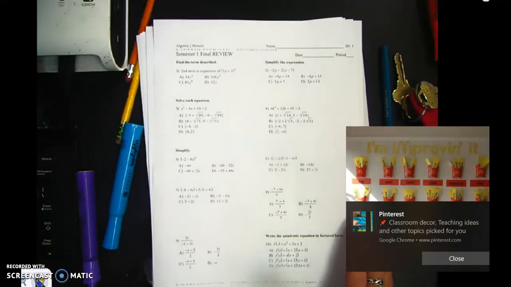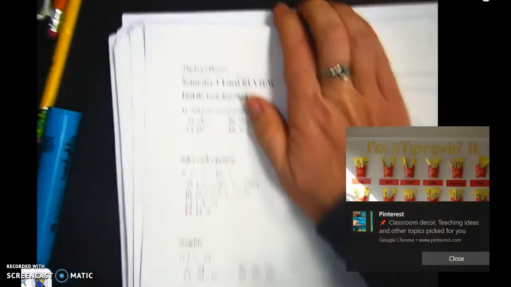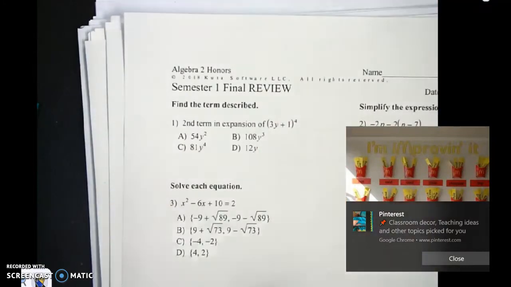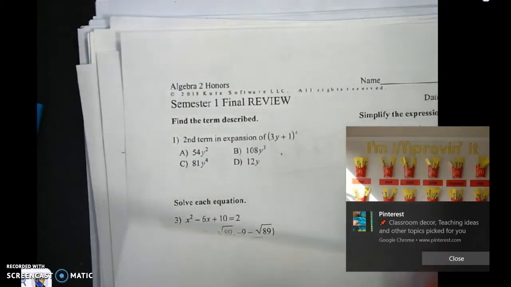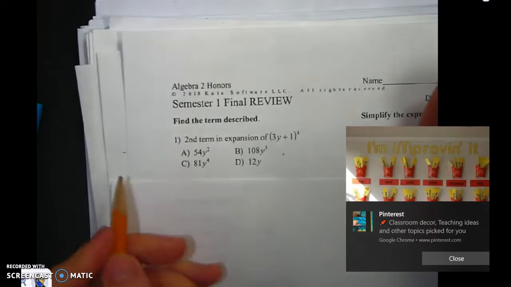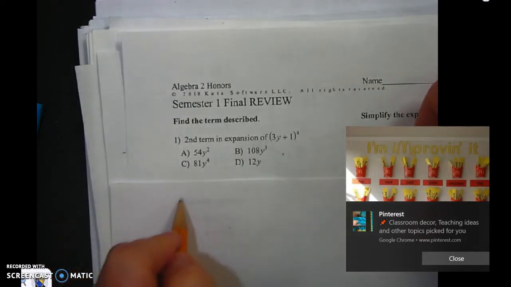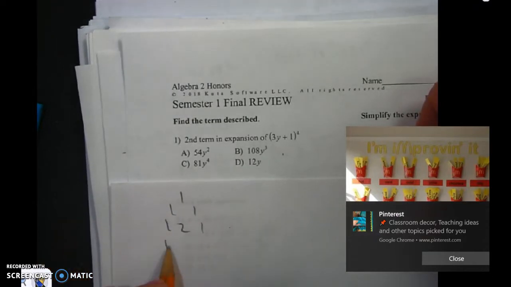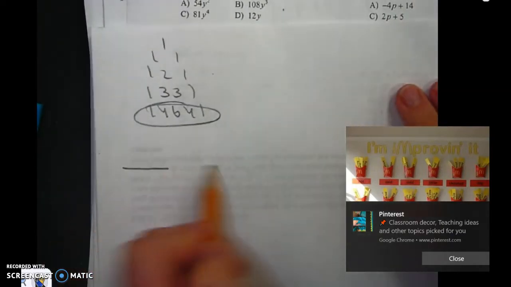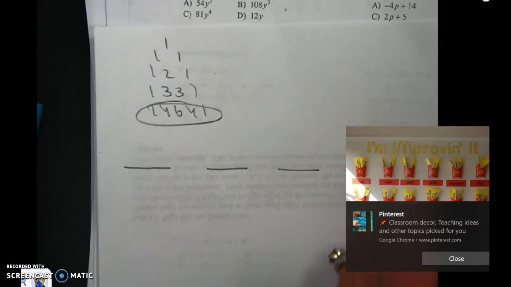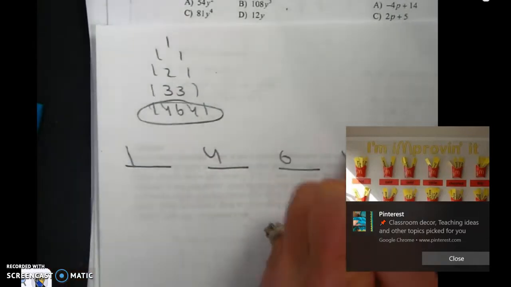So I'll be doing this final review one page at a time. So the second term in the expansion. So options are, this reminds me of Pascal. So I know that I'm going to go 1, 1, 1, 1, 2, 1, 1, 3, 3, 1, 1, 4, 6, 4, 1. So I know it's going to go like that. And so 1, 4, 6, 4, 1.